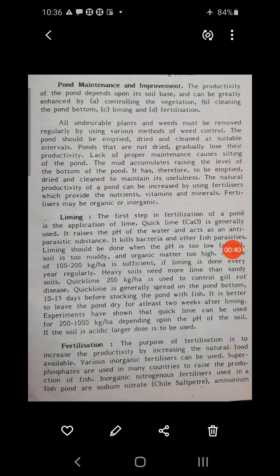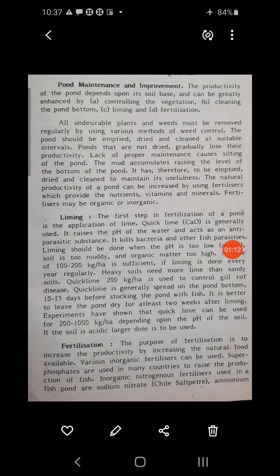Now here in pond maintenance, we have to see the controlling of vegetation, cleaning of the pond bottom, liming and fertilization. Now we see one by one. So all undesirable plants and weeds must be removed regularly by using various methods of weed control, because we have to remove this vegetation from the pond water to keep the pond water neat and clean.